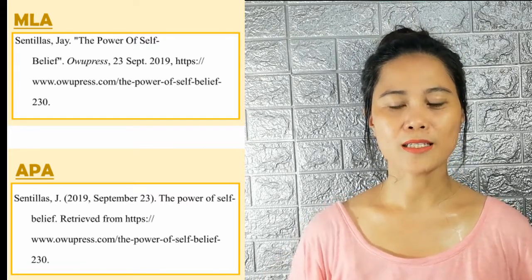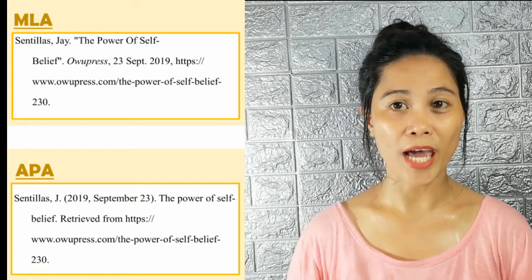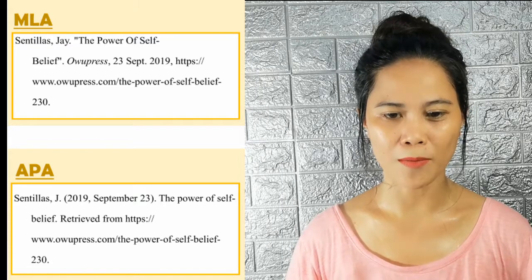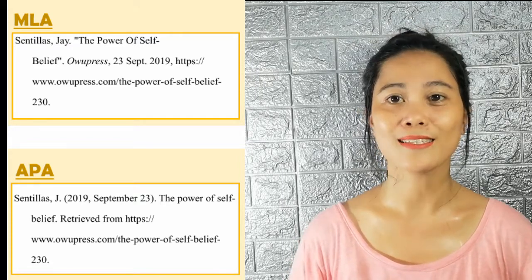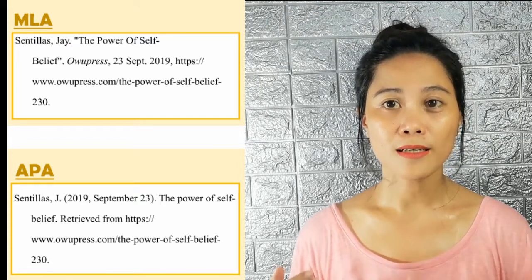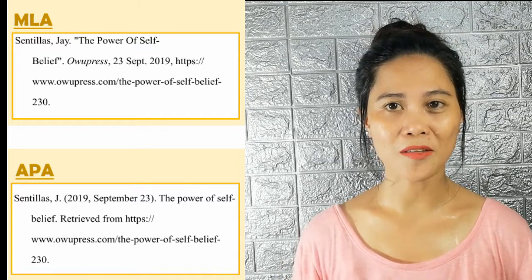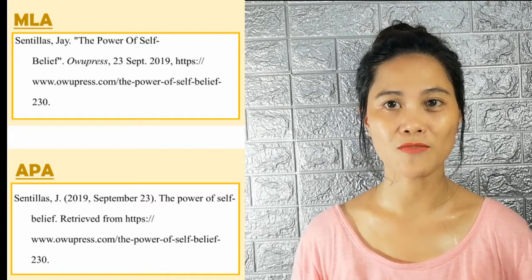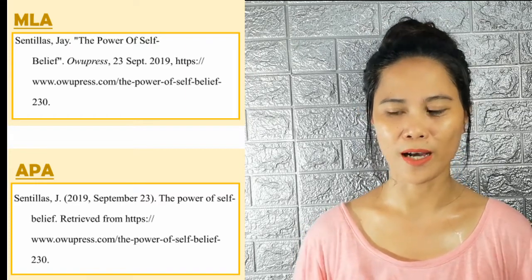So the difference is, in the APA, Centilias J, so that's just the initial of the author's first name, and then right after that is the date of publication, then the title of the article, and you see that there are no more quotation marks there. Then it says retrieved from, that is the URL.